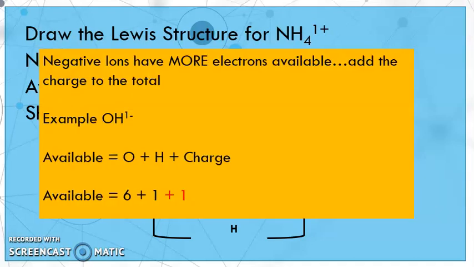So here, for example, is hydroxide. When I go to calculate the available electrons, it would be oxygen plus hydrogen, and then I have to deal with the charge. In this case, oxygen has 6 available electrons, hydrogen has 1, and then with a charge of -1, that means I have an extra electron available. So I would need to add 1 onto my total. In this case, hydroxide would have a total available number of electrons of 8.